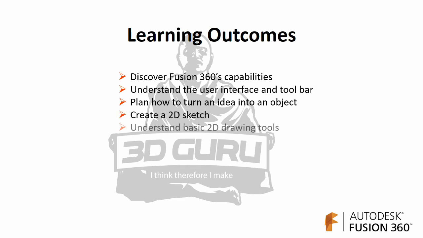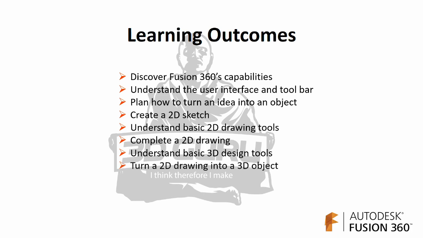We're going to create a 2D sketch. We're going to learn a little bit about 2D basic drawing tools. We're going to complete the drawing. We're going to talk a little bit about the entry-level 3D design tools. We're going to turn the 2D drawing into an object. We're going to modify that object. And then finally, we're going to save it as an STL file so that you could import it in your favorite slicer, slice it, and then 3D print it.